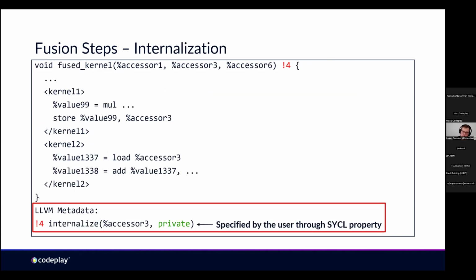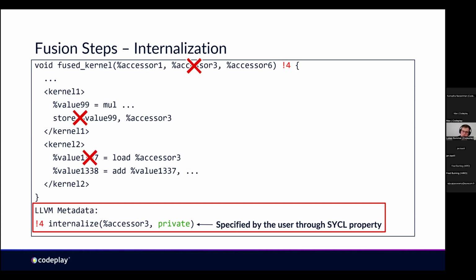And then we can do internalization. So the user, for example, has specified that he wants to internalize accessor free to private memory. And this will be attached as metadata again, so the JIT compiler can read that. This translation from user properties to metadata happens when we pass in the information from the fusion API in the SYCL runtime to the JIT compiler. There's this small translation step for that.